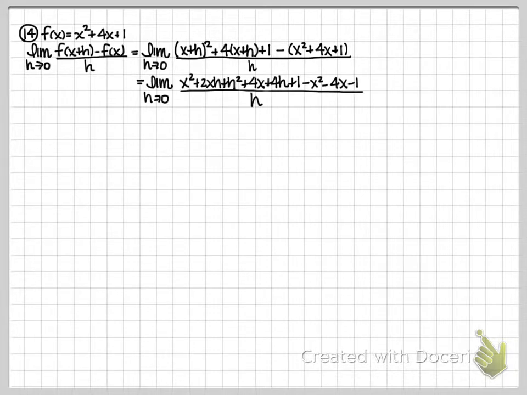Okay, so now everything is distributed. At this point, everything without h's should cancel. And if it doesn't, we made a mistake somewhere. But looks pretty good. Now, keep in mind what you've been doing first semester. When we got down to this point, we factored out h. So, factor out h.